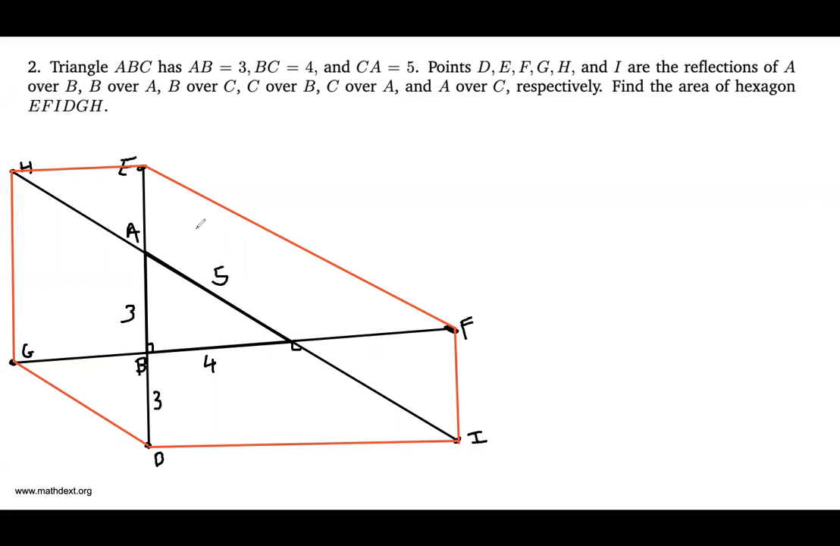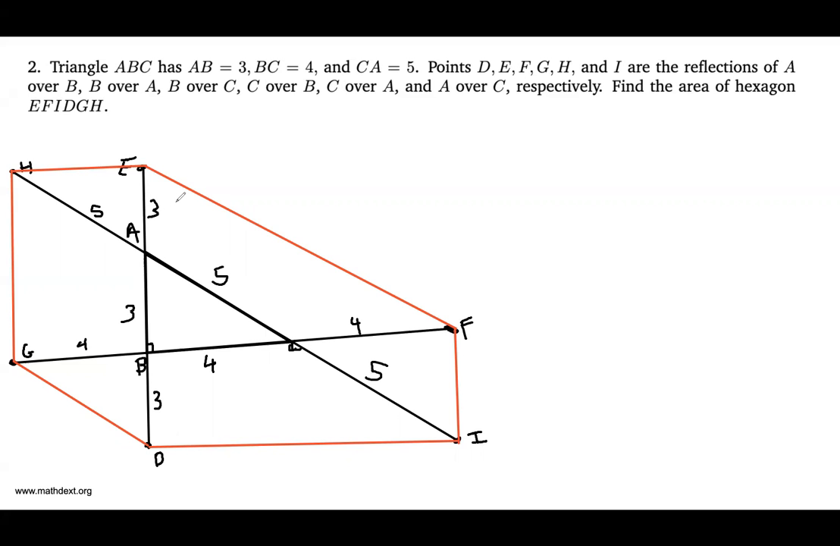And similarly, AE is also 3 units. You're reflecting B over A. And we can write in a few of these other lengths. CF is 4, BG is 4, IC is 5, and AH is 5.